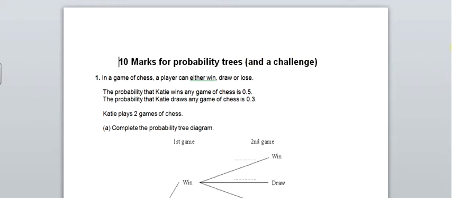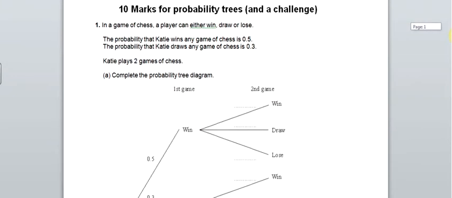So, probability trees. Never really thought they looked like trees myself. Don't really know what they do look like, but definitely not trees. Anyway, we've got a question here.